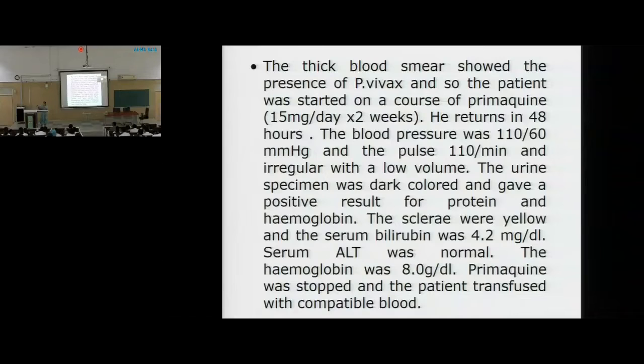Now he is complaining of a specimen of urine which is dark in color. So he is having some kind of hemolysis, because in a hemolytic type of picture you will have dark colored urine.